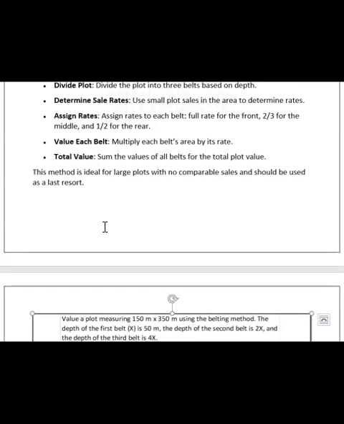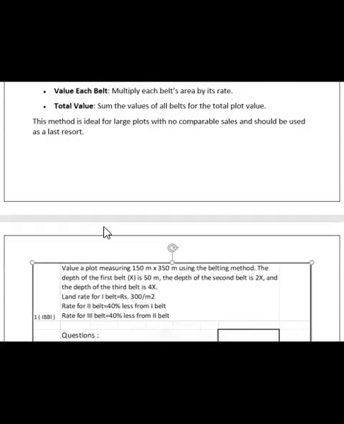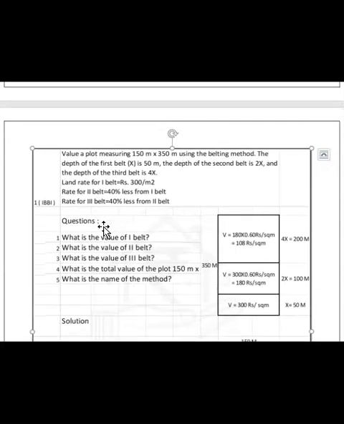Okay, now we will do one example on belting theory so you can understand easily. Value a plot measuring 150 into 350 meter using the belting method. The depth of the first belt is 50 meter. The depth of the second belt is 2x. If x is 50, then 2x will be 100 meter. And the depth of the third belt is 4x. Here in the question, depth is given. Otherwise, if depth is not given, first is x, second will be 1.5x, and last is the balance one.